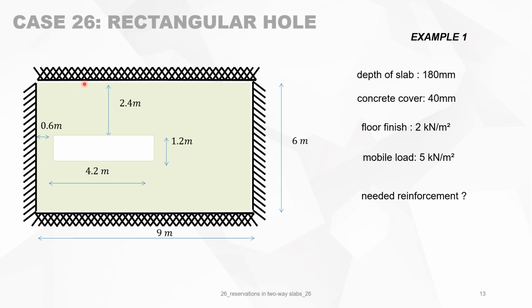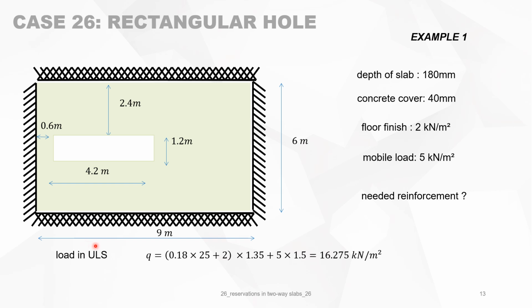For instance, we have here a slab 6 by 9 meters, and there's a reservation in it of 1.2 times 4.2, and is situated in this location. The floor or the slab is loaded with 2 kilonewton per square meter as floor finish and 5 kilonewton per square meter as live load. The depth of the slab is 180 millimeters, and the concrete cover is 40 millimeters. What is the needed reinforcement?